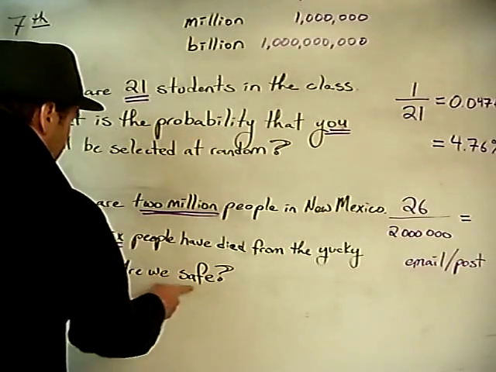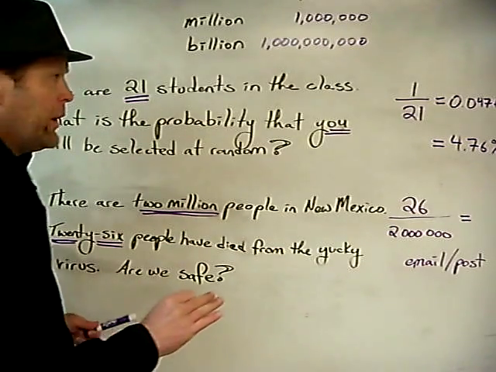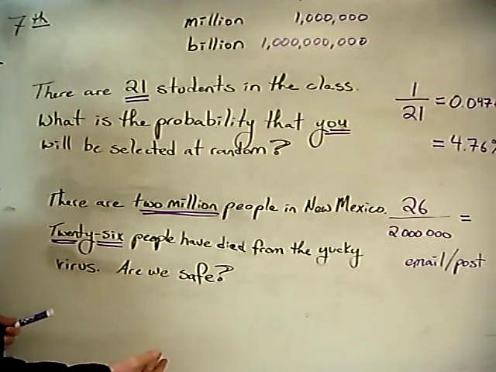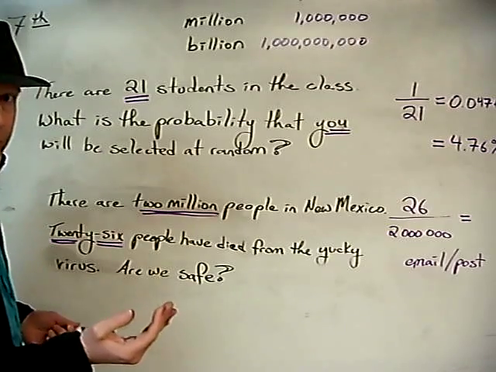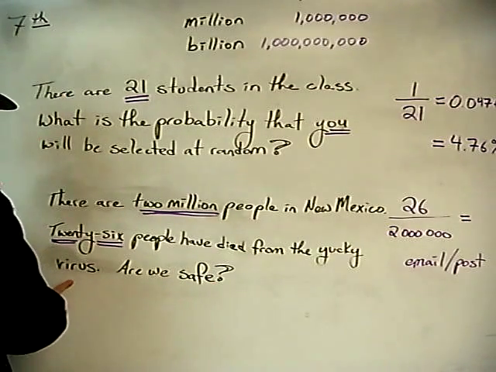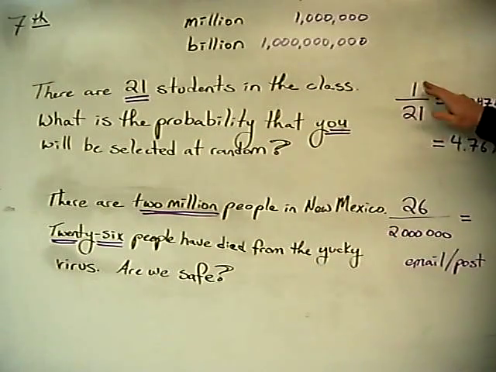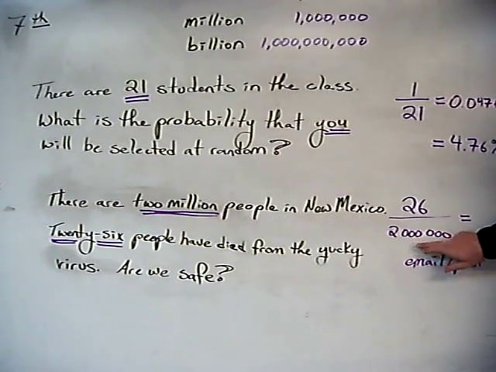And the question, are we safe? The percentages are very slim that you're going to get this yucky virus and that it's going to do something bad to you. The percentages are low, but we still, of course, need to be careful. It's a dangerous virus. It's a very dangerous virus, but fortunately, the percentages are low. If you think that this is a small number, and it is, 4.76%, this number, 26 out of 2 million, is much, much lower.